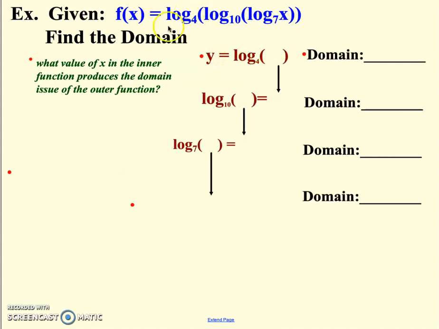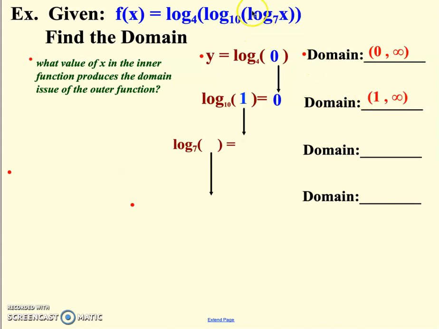What is the outermost log's domain issue, which is the standard domain issue? 0 to infinity. Then I say, next go 1 log in and ask, what here would cause me to get 0? Well, we just did that a minute ago, that would be 1. So log base 10 of 1 would produce the 0 result. Well, now it's 1 to infinity.